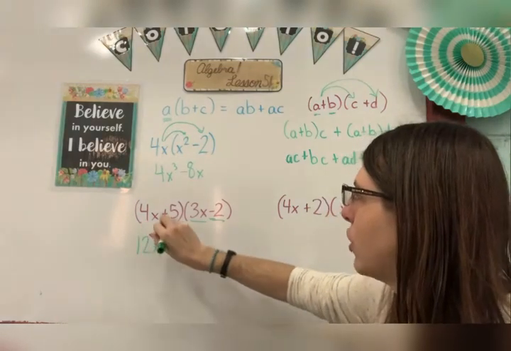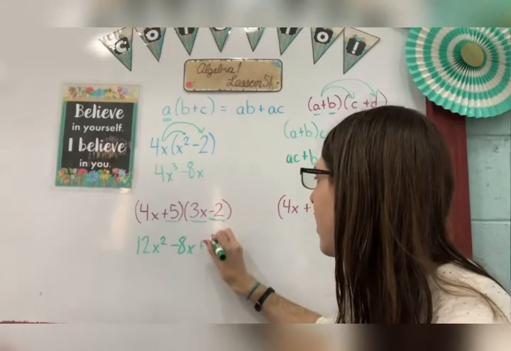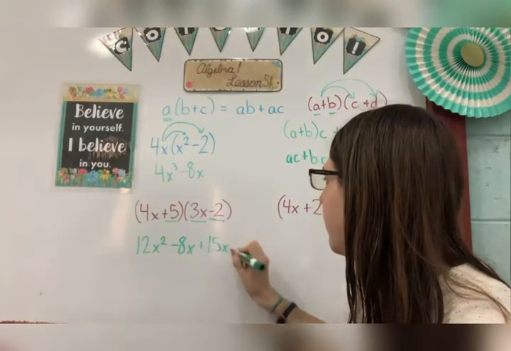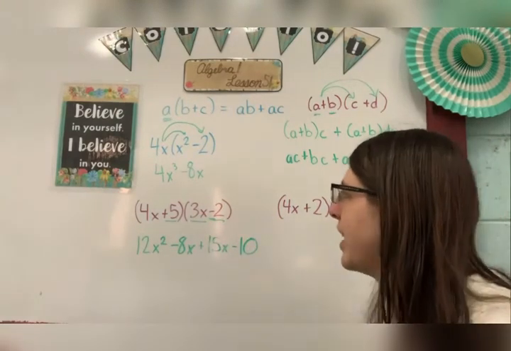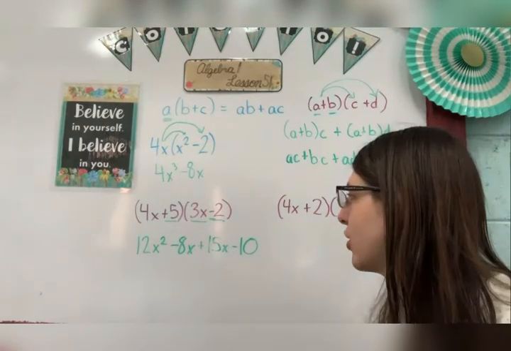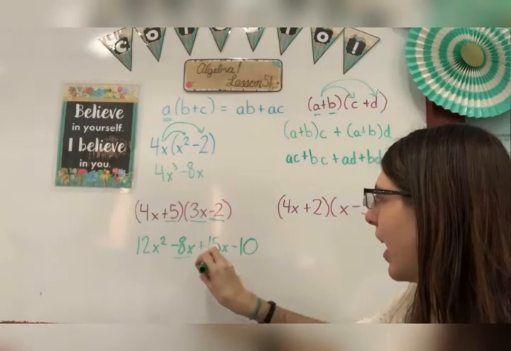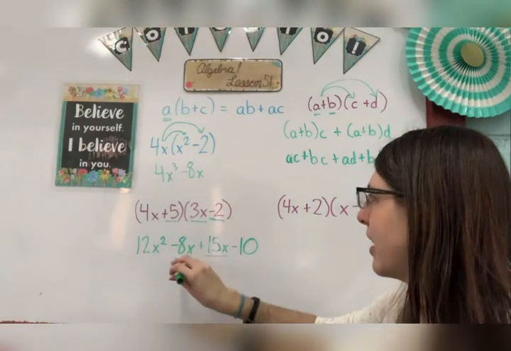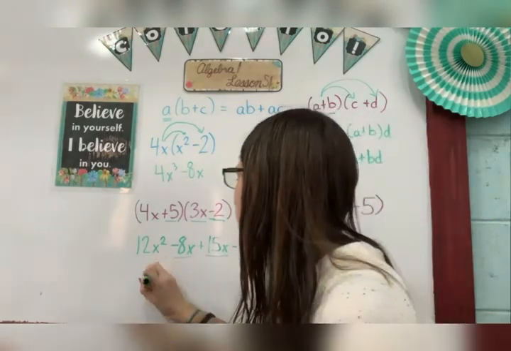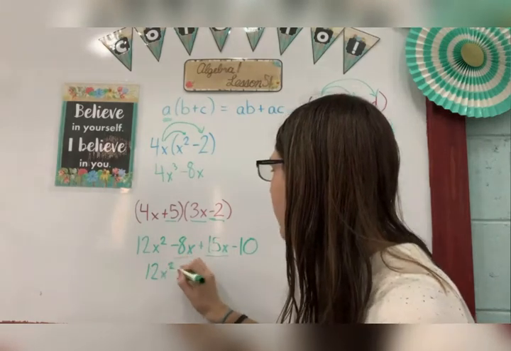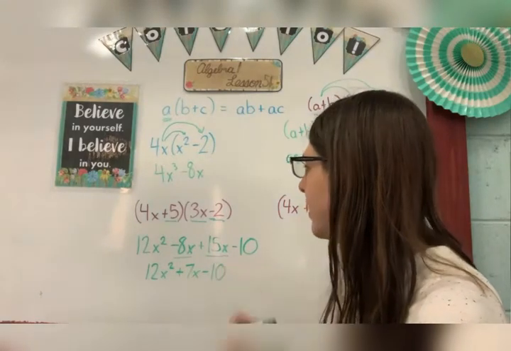Okay, now I'm going to move over to my 5 and multiply my 5 by each of these terms. 5 times 3x. 5 times 3 is 15, so it's 15x. 5 times negative 2 is negative 10. Now I can check to see if I can combine any like terms. There are no other x squareds, there's just this one. But here I do have x and x, so I can combine these. Negative 8 plus 15. That's 15 minus 8, which is 7. So my simplified answer is 12x squared plus 7x minus 10.